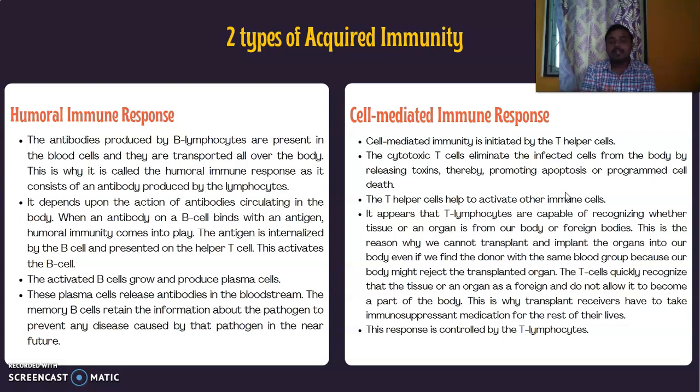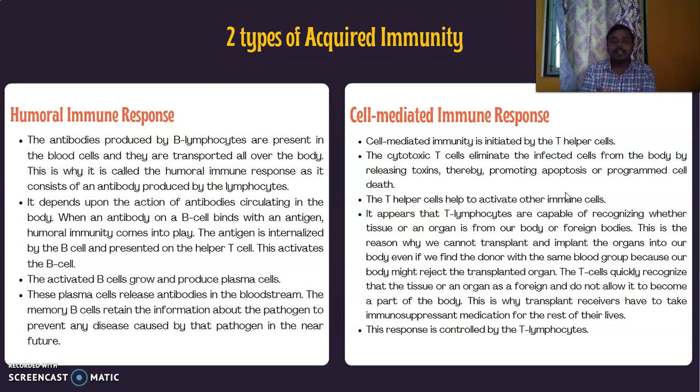So wherever the immune response is mediated by the T helper cells or cytotoxic T cells or regulatory T cells, we call it the cell mediated immune response. Then what is the second type of acquired immunity? It's the humoral immune response. Here the antibodies are produced by B lymphocytes, which are present in the blood, and they are transported all over the body. But how do these B lymphocytes or B cells produce these antibodies?